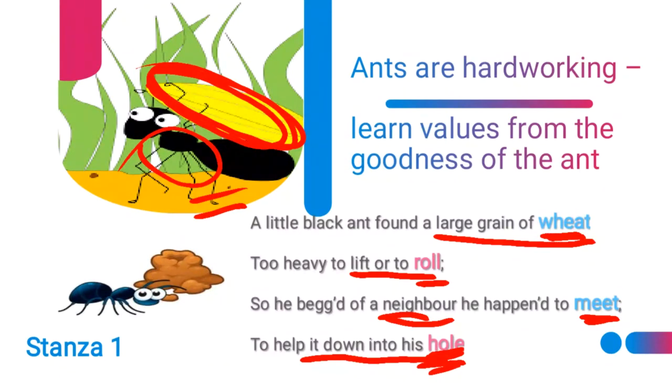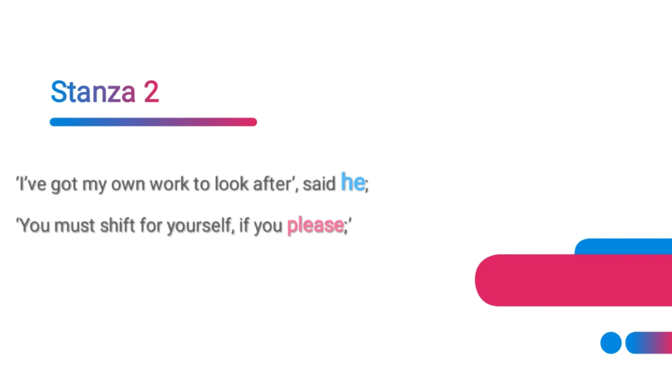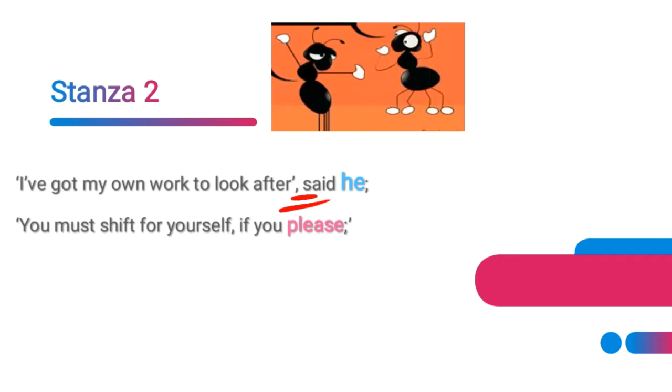Children, let's read stanza 2 now. I have got my own work to look after, said he. Who said? Said by the neighbor ant. You must shift for yourself if you please.